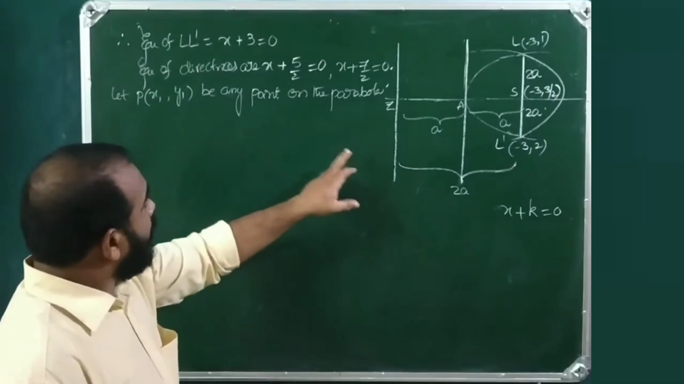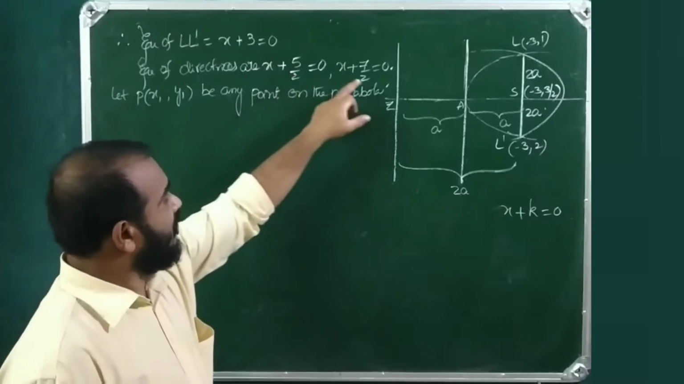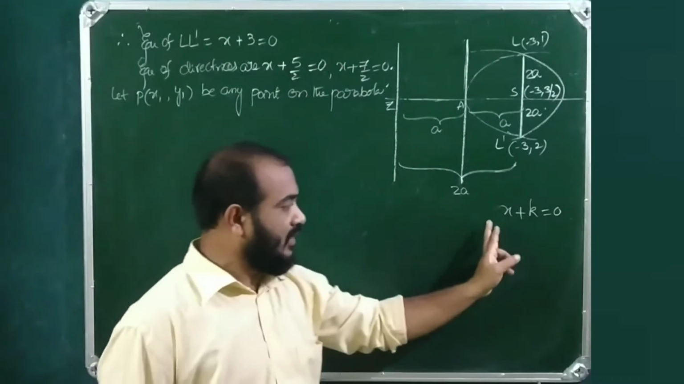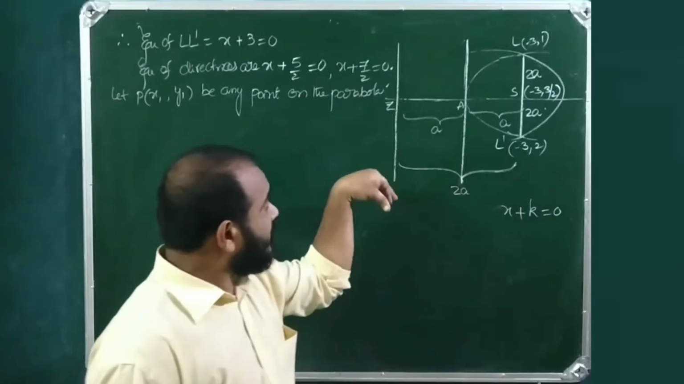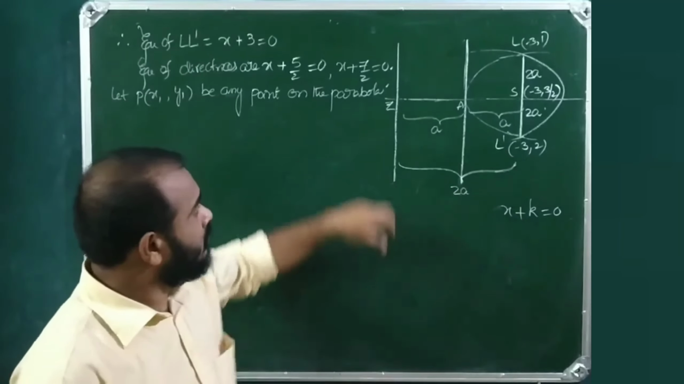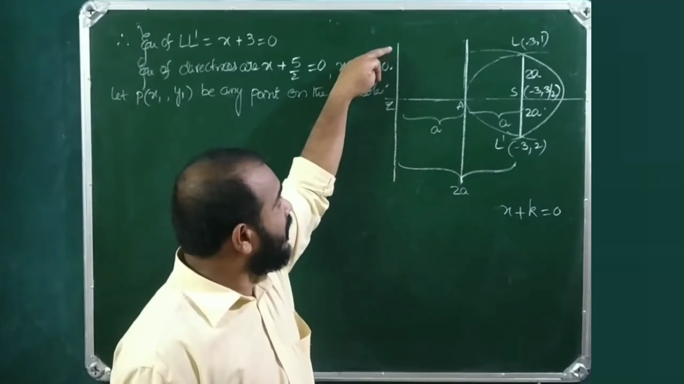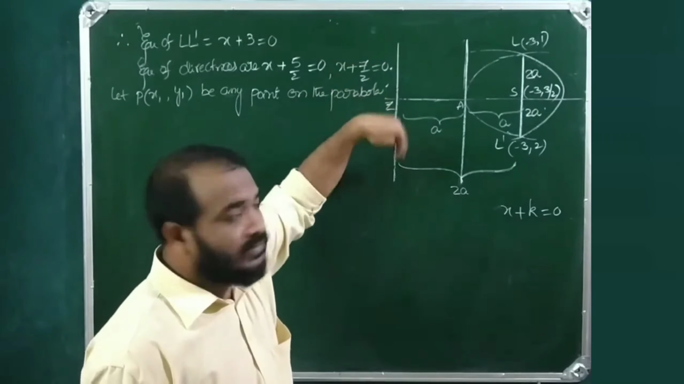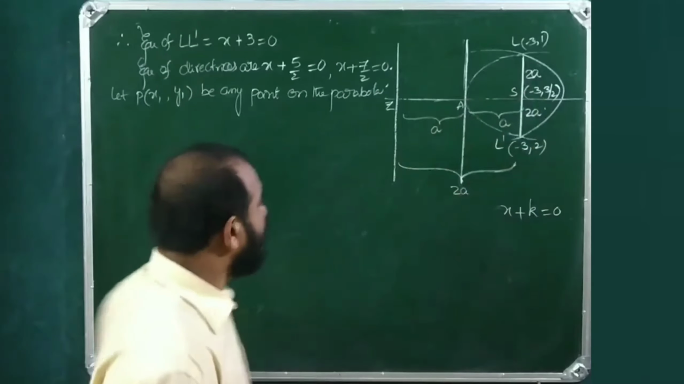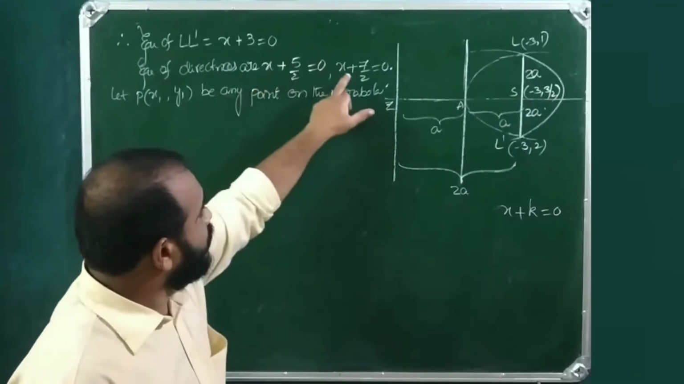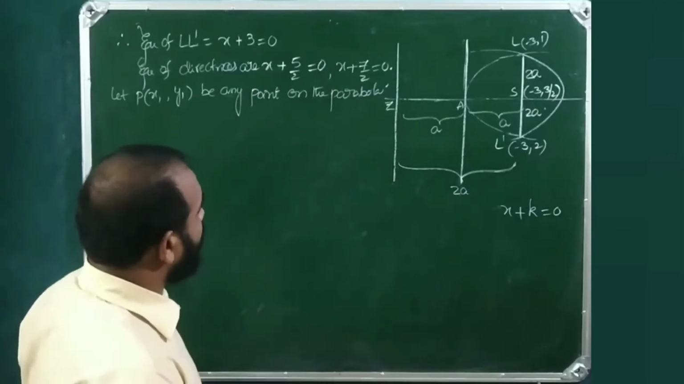So we have got the K values 5 by 2 and 7 by 2. So substitute back in the equation of the directrix, which is parallel to LN dash. Therefore, x plus 5 by 2 equals 0, x plus 7 by 2 equals 0.